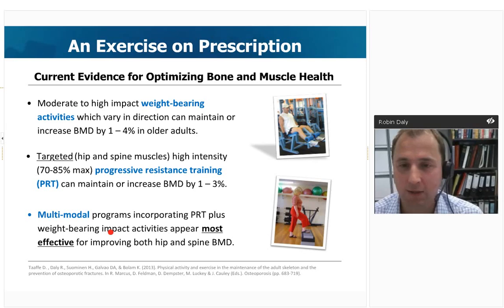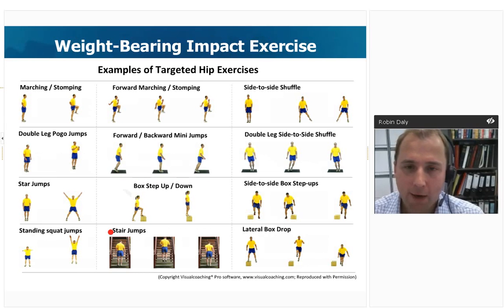So just to give you an example of weight-bearing impact exercises, here are some activities that we did in a number of studies in older men and women. And these are the types of activities they were prescribed. So you can do marching on the spot, side-to-side shuffles, little pogo jumps, and some people even progress to stepping off a box.